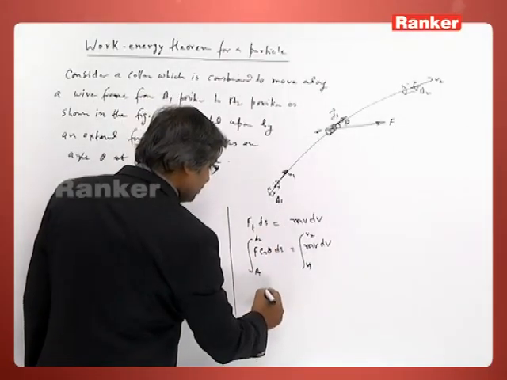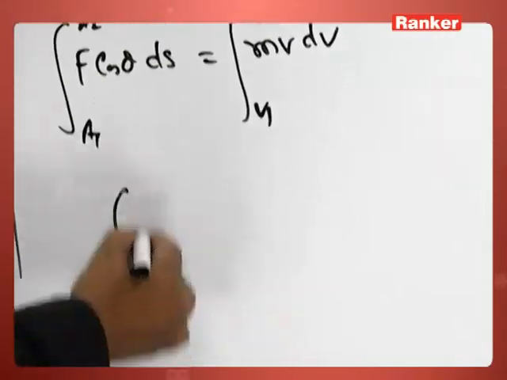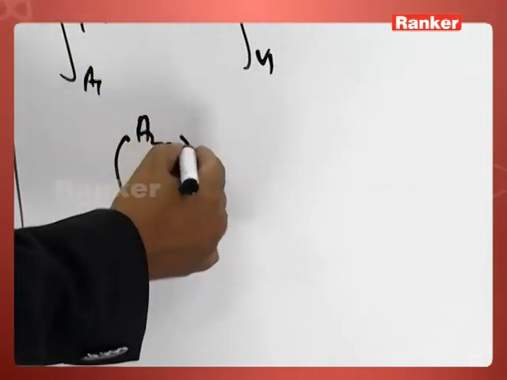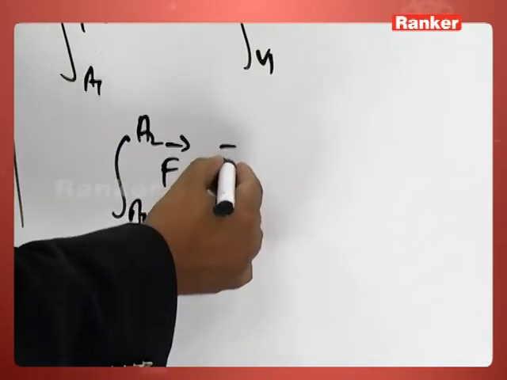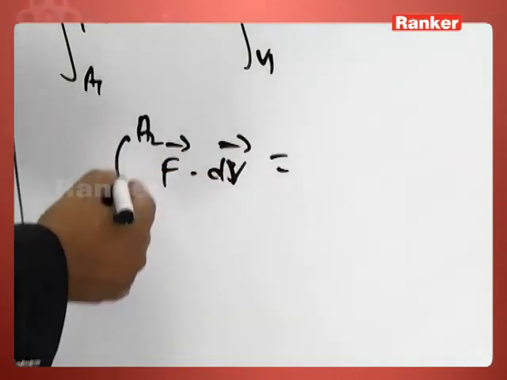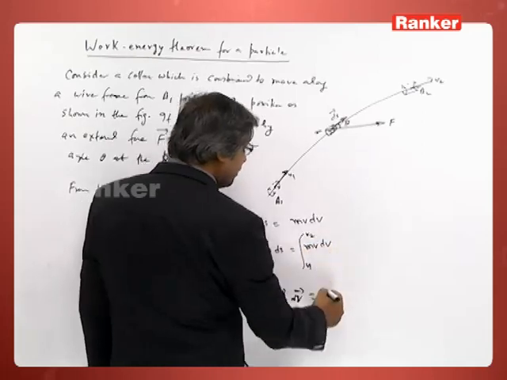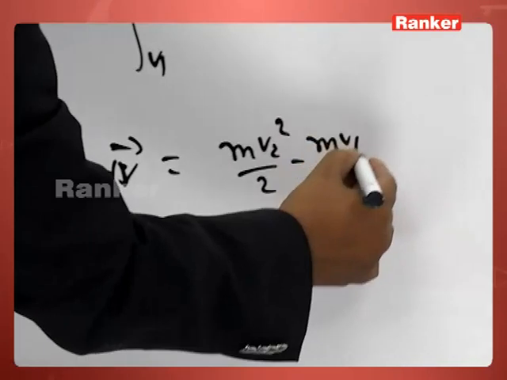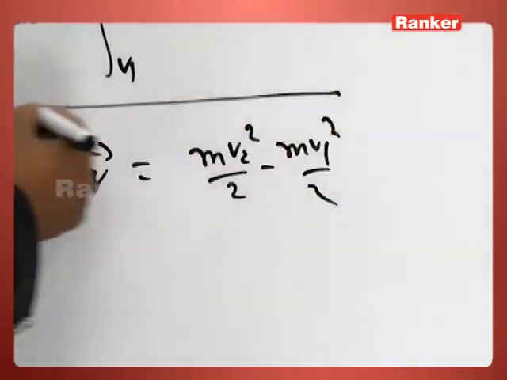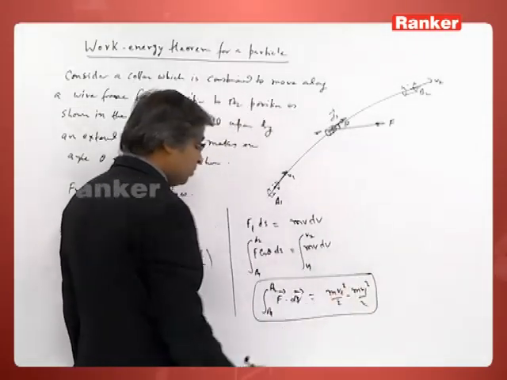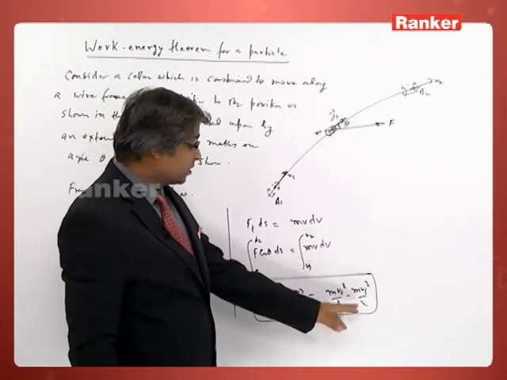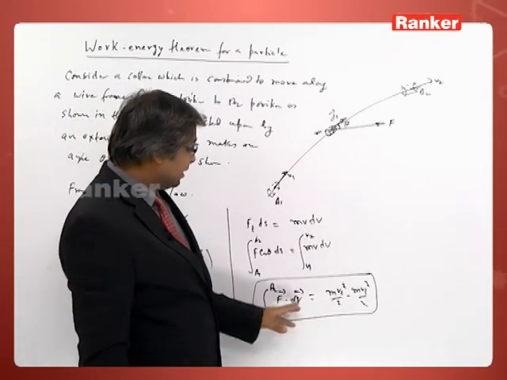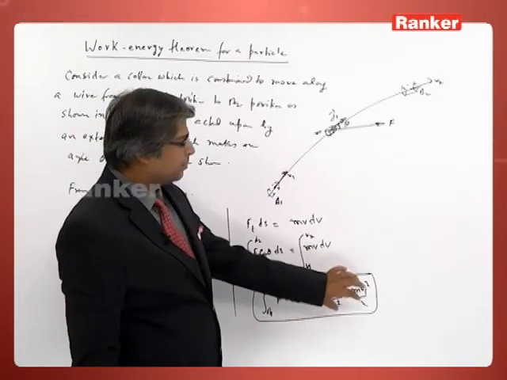This quantity on integration, from A1 to A2, I can write F cos theta ds as F dot dr vector, and this equals mv2 square by 2 minus mv1 square by 2. So this is what we got by applying Newton's law. Let us see one by one what these terms are.